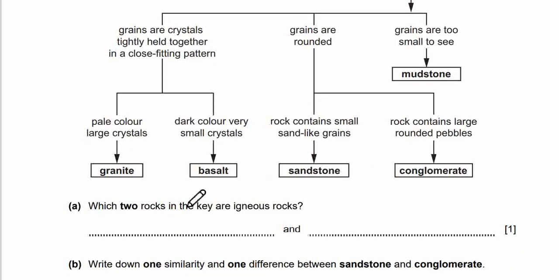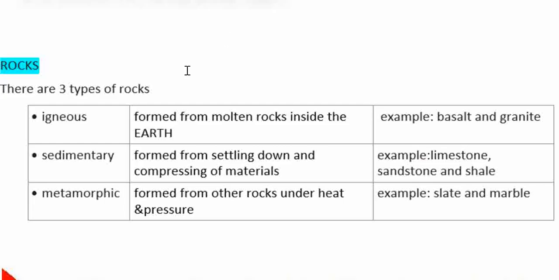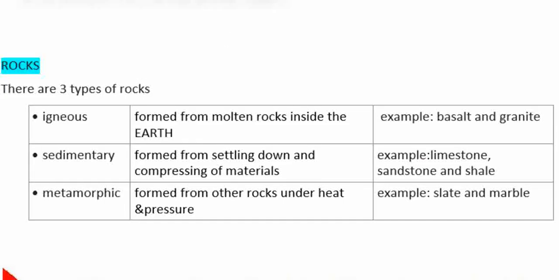Which two rocks in the key are igneous rocks? If you see from the table, there are three types of rocks: igneous, sedimentary, and metamorphic rocks. Examples of igneous are basalt and granite. Sedimentary is limestone, sandstone, shale, and metamorphic is slate, marble. Igneous forms from molten rocks inside the earth. Sedimentary forms from settling down and compression of materials. Metamorphic is due to heat and pressure, so it is formed from other types of rock, either igneous or sedimentary.